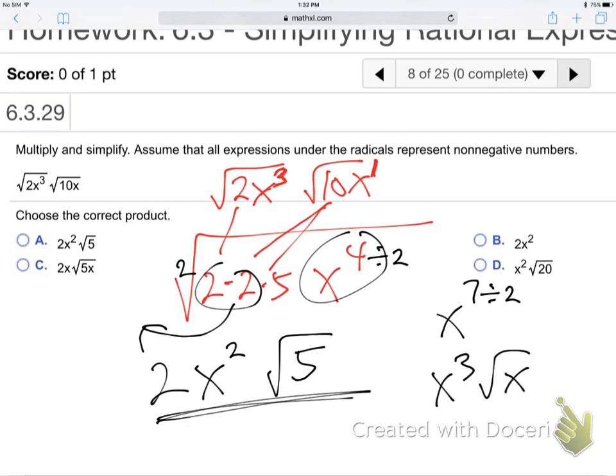You okay with how the x power thing's going? You just divide by the number in the hook. Take the x power, divide by the number in the hook, and that's what comes outside. If there's anything left over, that remains in.